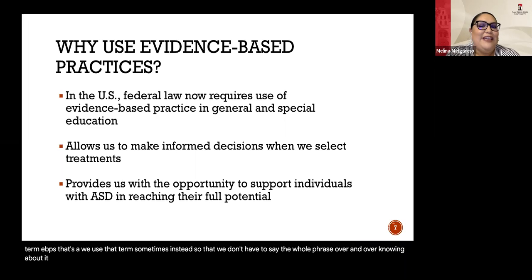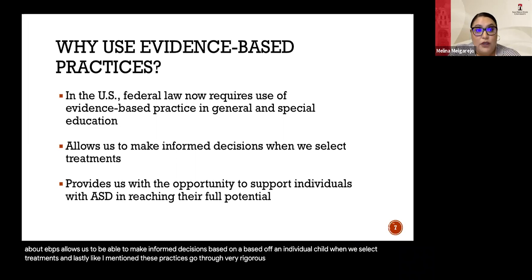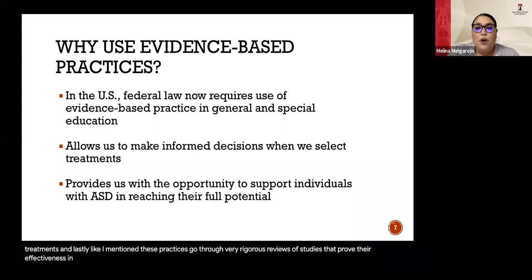We use that term sometimes instead so that we don't have to say the whole phrase over and over. Knowing about EBPs allows us to make informed decisions based off an individual child when we select treatments. And lastly, like I mentioned, these practices go through very rigorous reviews of studies that prove their effectiveness in promoting positive outcomes for individuals with autism.